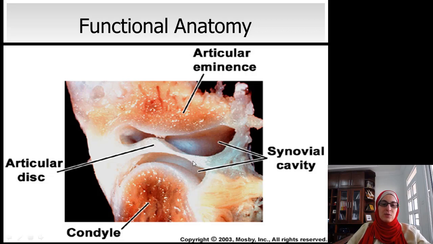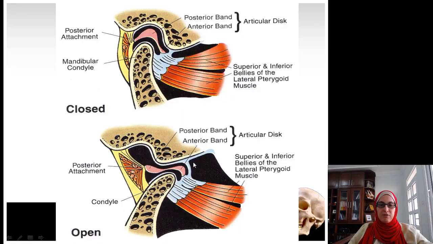So this is how a healthy joint would look, and this is the importance of the disc to provide protection and proper movement of the joint. So this is how things look in the closed position. Again, this is the condyle, this is the fossa, and this is the disc, and this is the posterior part that is a thick part, and this is the anterior part, and between them is the thinnest part. It's like a ribbon shape.